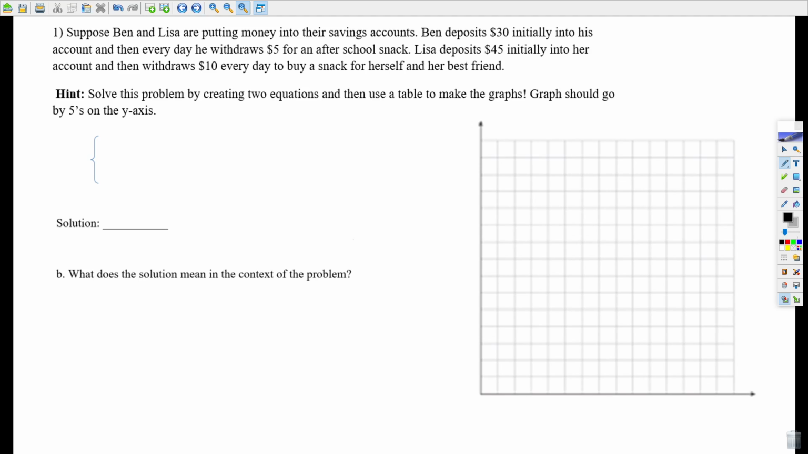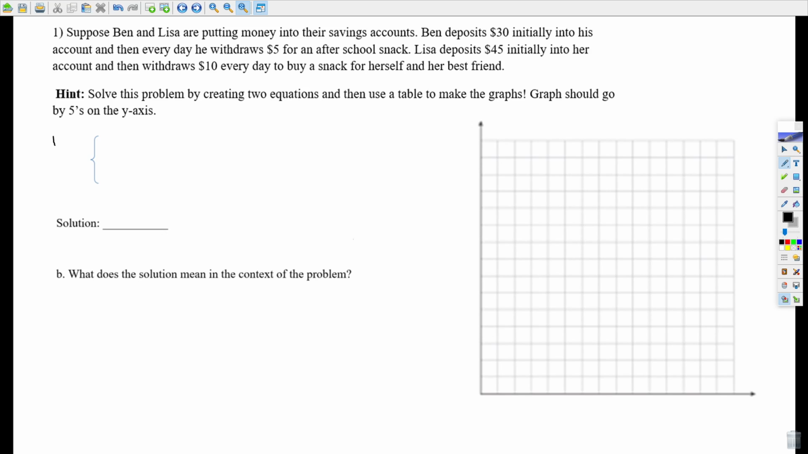So let's read through that one. Suppose Ben and Lisa are putting money away into their savings accounts. Ben deposits $30 initially into his account, and then every day he withdraws $5 for an after-school snack. Lisa deposits $45 initially into her account and then withdraws $10 every day to buy a snack for herself and her best friend. We're going to solve this problem by creating two equations and then use the table to make the graphs. Graphs should go by fives on the y-axis, which I feel like we could probably just do by hand. We actually don't need a table for the most part.